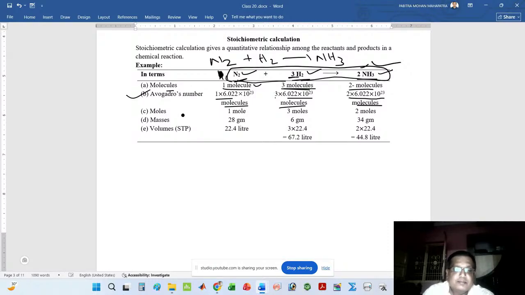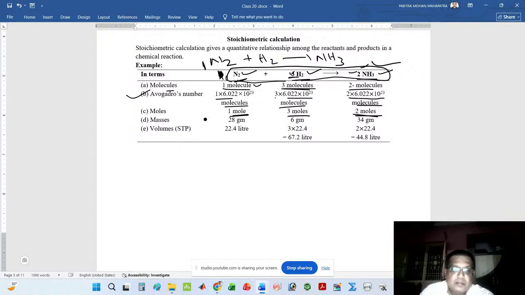If you want to explain the equation in moles, here we can say 1 mole, here 3 moles, here 2 moles. If you want to express the equation in moles, only one nitrogen molecule is used, so here I have written 1 mole. For hydrogen, 3 molecules are used, so here I can write 3 moles. Here 2, so I can say 2 moles.